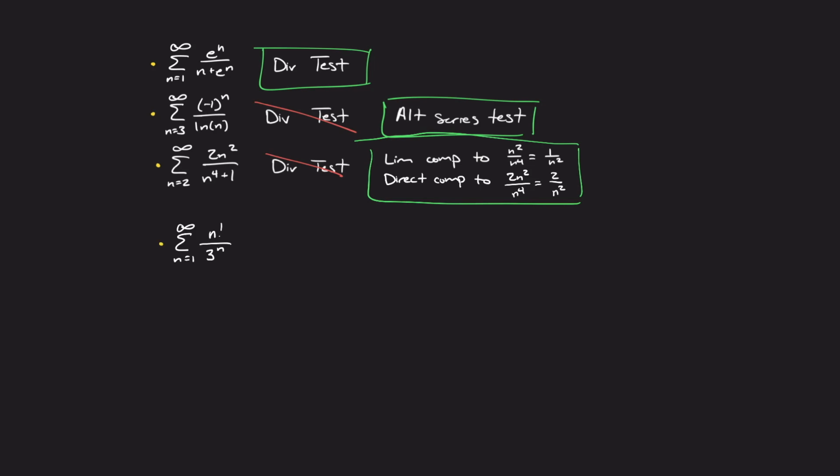For the sum of n factorial over 3 to the n, the divergence test turns out to work, but the limit can actually be a little tricky to compute. And so we could also notice the factorial and use the ratio test. Either way works.